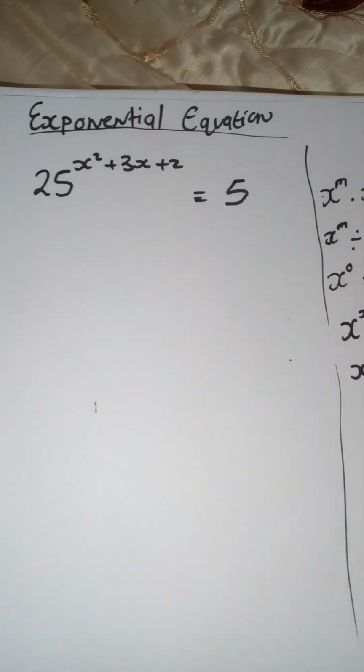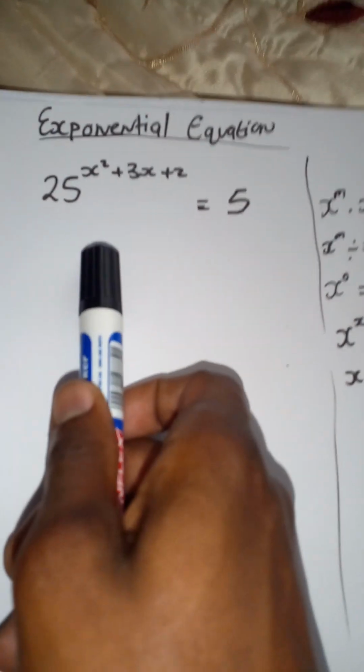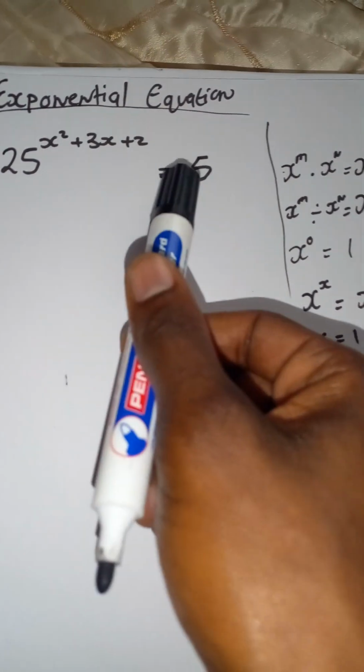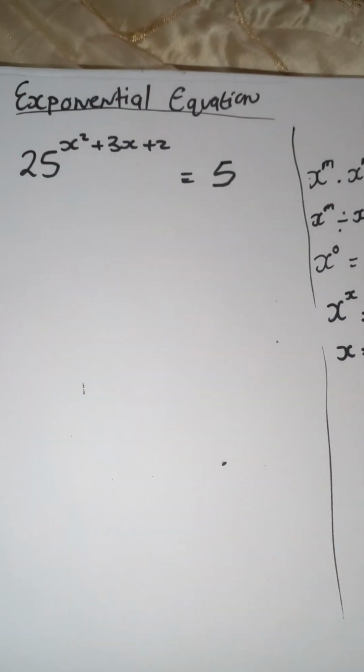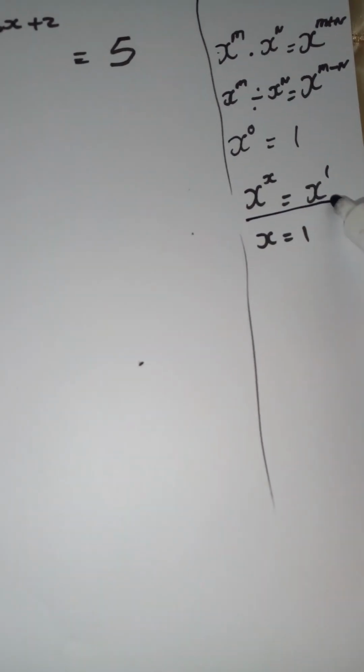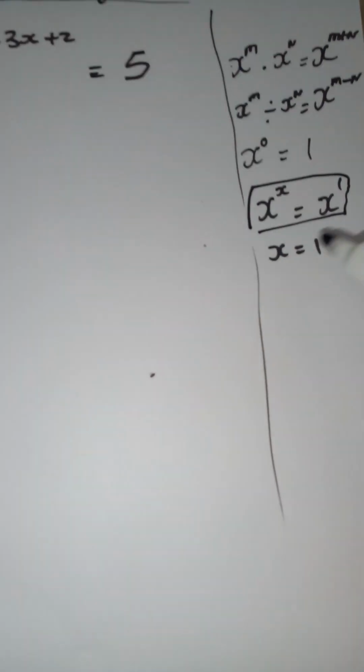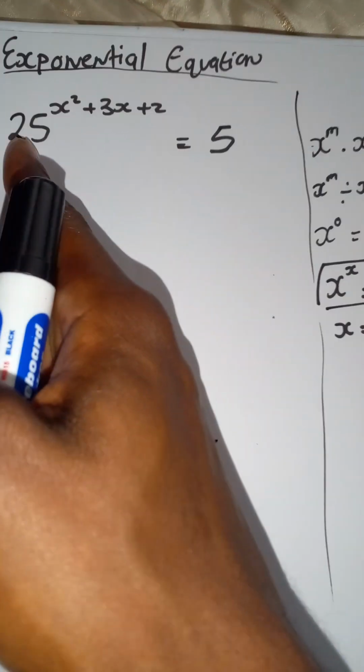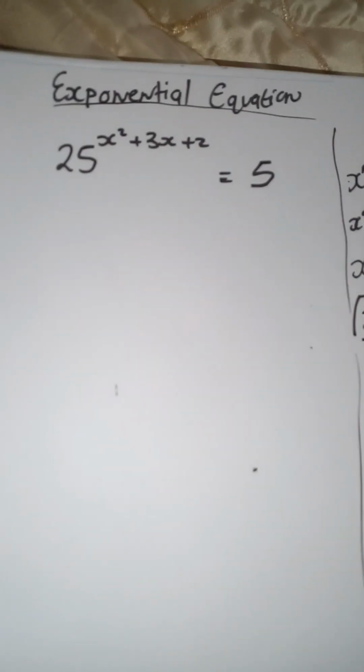In order for you to solve an exponential equation, you must take note of the bases that are in the equation. In this case, you've got 25, you've got 5. But then we cannot apply this rule because, you see here, the bases are not the same. You've got 25 and 5. Before you apply this rule, that means you must change the bases to be equal.